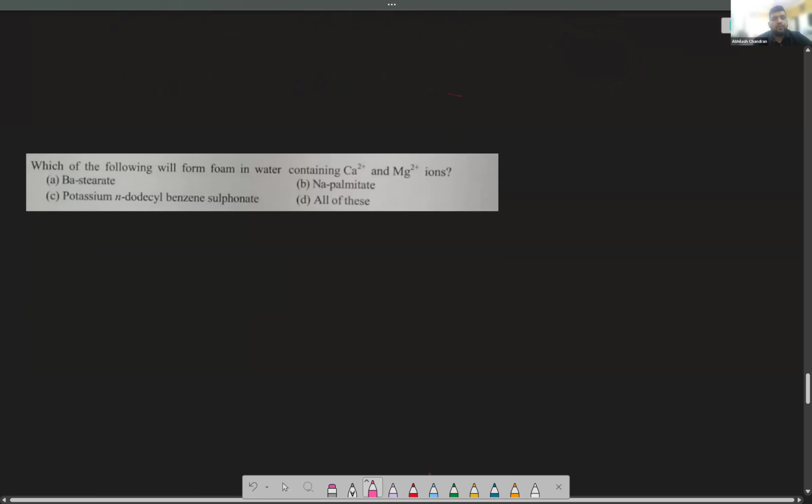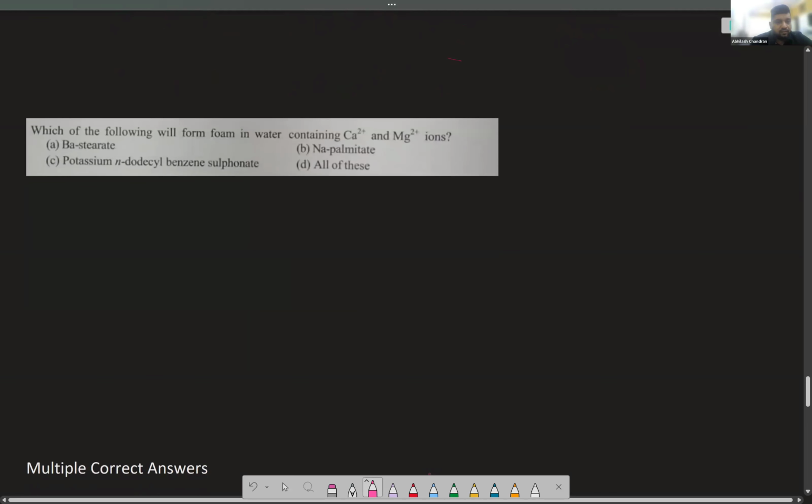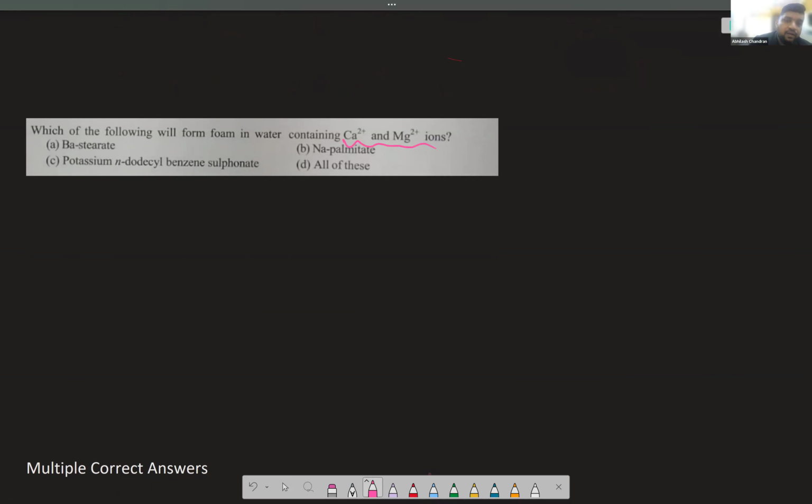Next question: which of the following will form foam in water containing Ca2+ and Mg2+? So this is based on hard water, the hardness of water, something that we study in the hydrogen chapter, right? So Ca2+ and Mg2+ ions are there, which means that this is hard water, and which of these will form foam is the question, right?